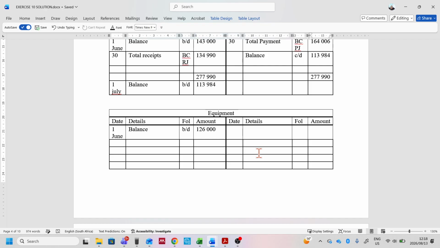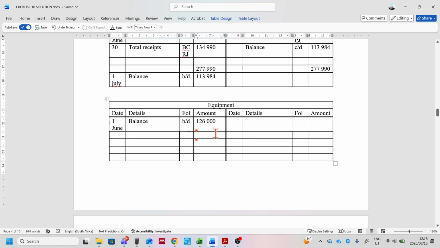You balance the capital account, all assets accounts, all liabilities accounts. Those are the ones that you balance. The income account and expense account, they are totaled off. You just put the total. Normally we close them off, but we're not going to cover that in this subject. So we're just going to total them off.